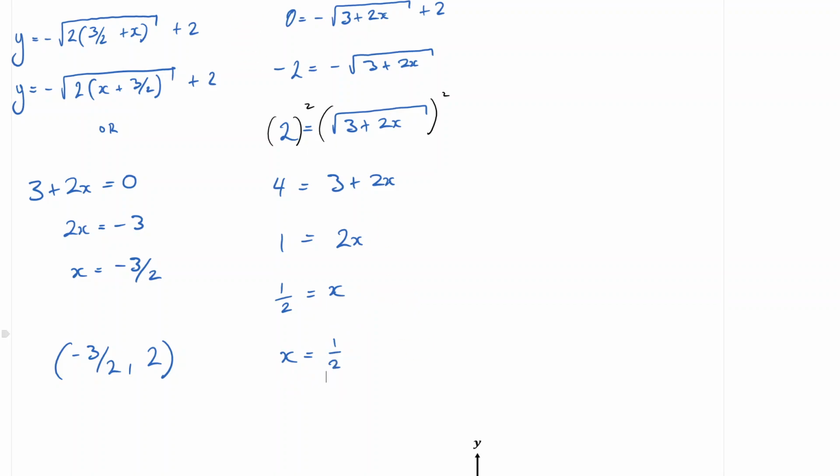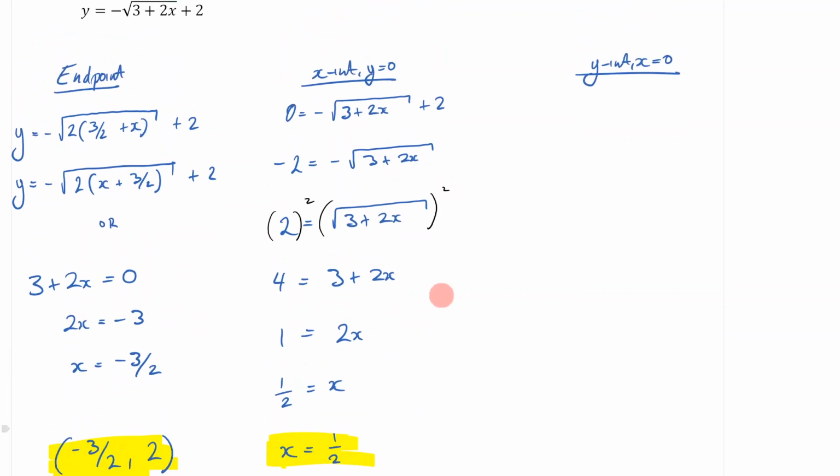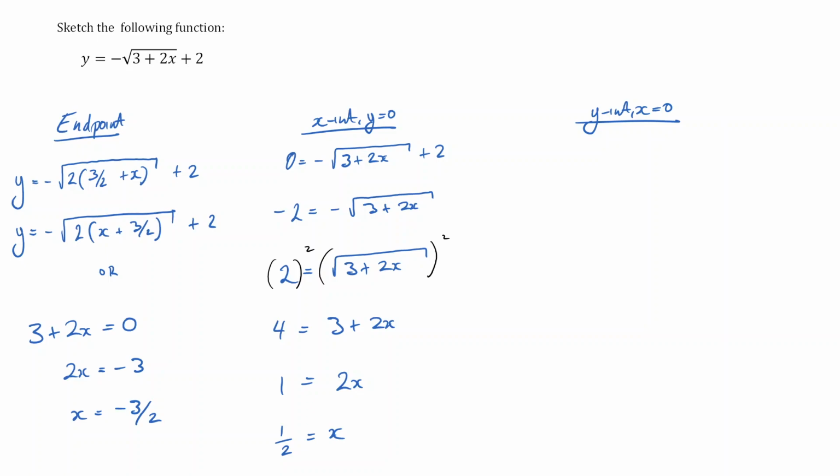So I have found my x-intercept. Fantastic. The next thing that I need to find is my y-intercept. So let's come up over here and go y is equal to negative the square root. Actually, I might need a bit more space here. 3 plus 2 times 0, plus 2.